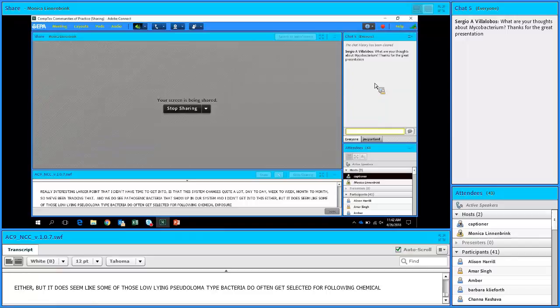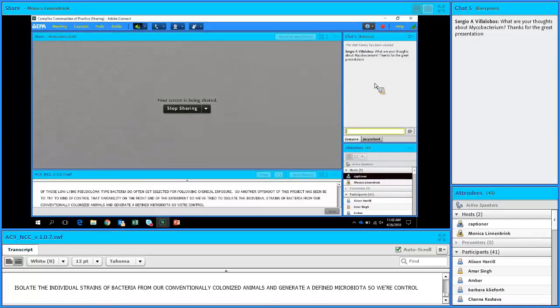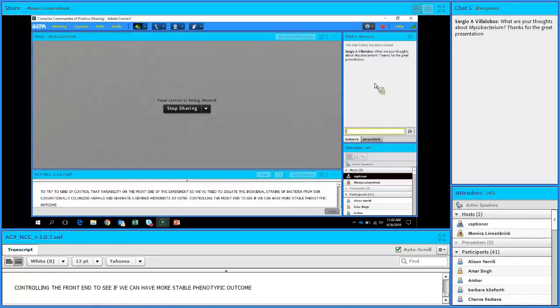So another offshoot of this project has been to try to control that variability on the front end of the experiment. So we've tried to isolate individual strains of bacteria from our conventionally colonized animals and generate a defined microbiota. So we're controlling what's going in on the front end to see if we can have more stable phenotypic outcomes. And that's a project that's ongoing that I'd be happy to talk to you about offline.